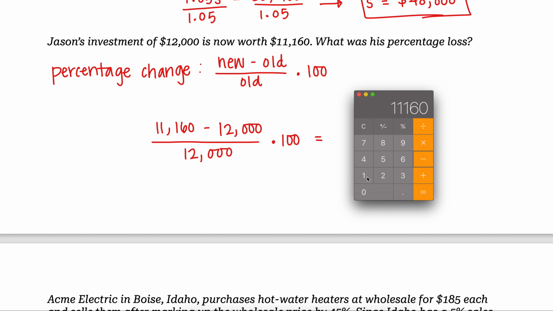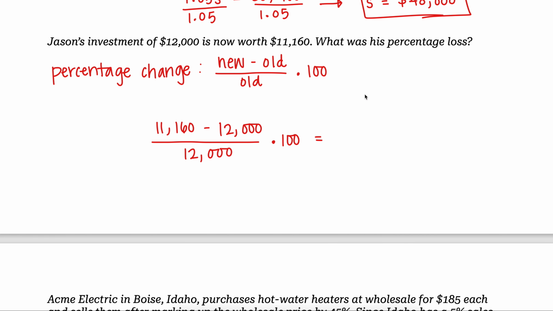11,160 minus 12,000. That negative indicates it's a percentage loss. That's why it's negative there. We're going to divide that by the 12,000. So that gives me a decimal. To turn it into a percent, I multiply by 100. Again, the negative just means it's a loss. So this gives me a -7. So his percentage loss up here was 7%. And again, the negative just indicates it's a loss.